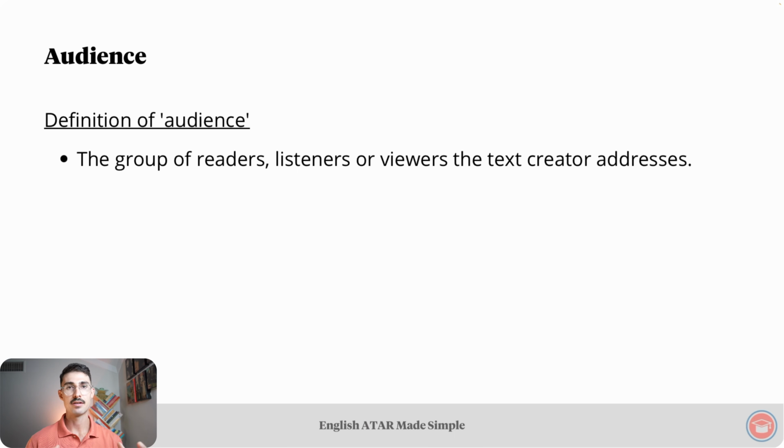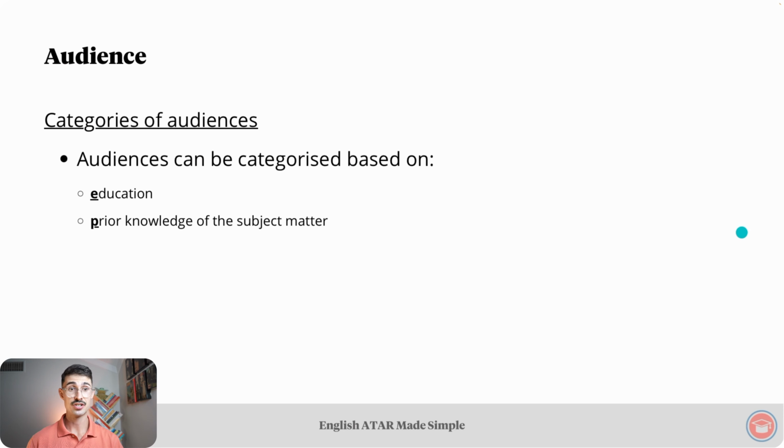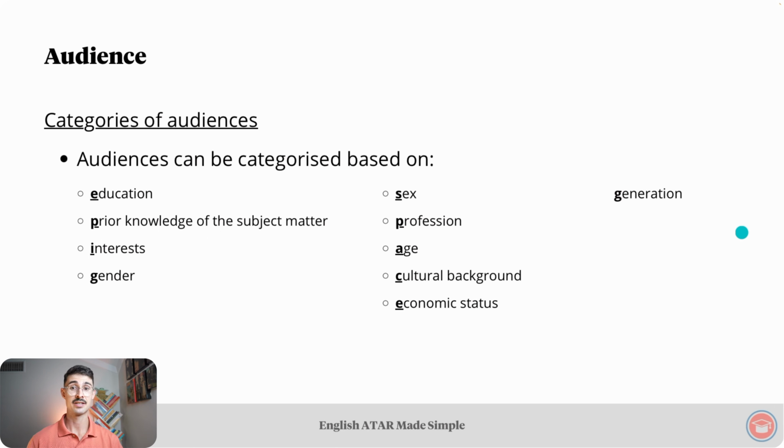There are an infinite number of possibilities, ways to articulate who an audience is, but these categories of audiences are a nice way of distilling all of that. As we saw, audiences can be categorized based on education, prior knowledge of the subject matter, interests, gender, sex, profession, age, cultural background, economic status, generation, attitudes, geographic location, experiences. In short, EPIG space gauge.